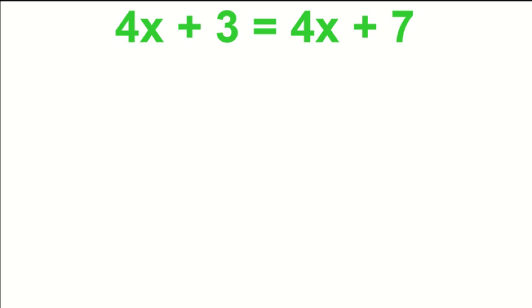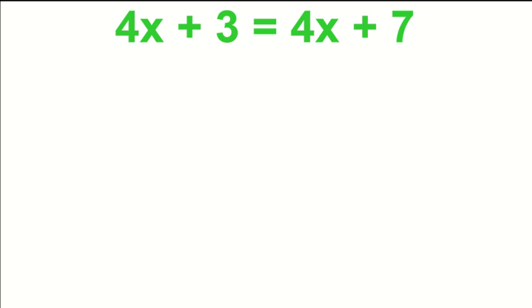Anyone think they got it? No? Nope. All right, we got variables on both sides. If we go to move the variables, one's lower. 4 is lower than 4. They're the same. So it really doesn't matter which one.